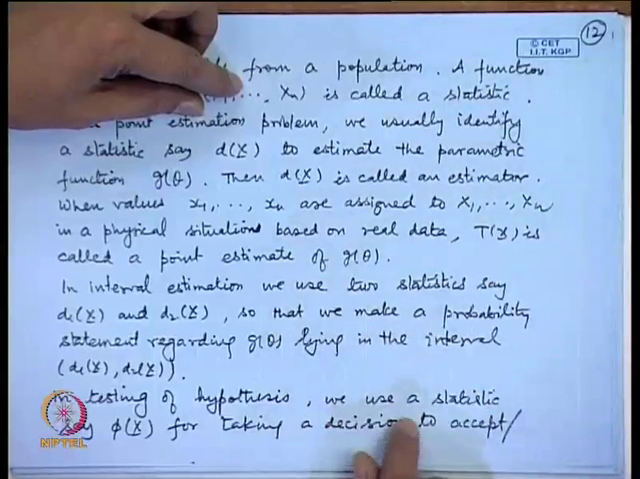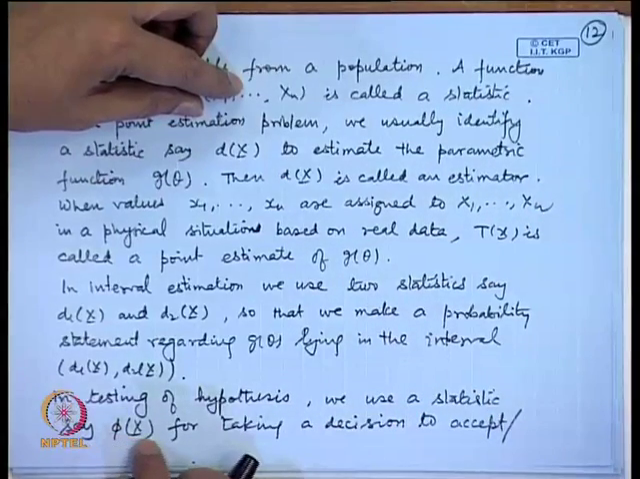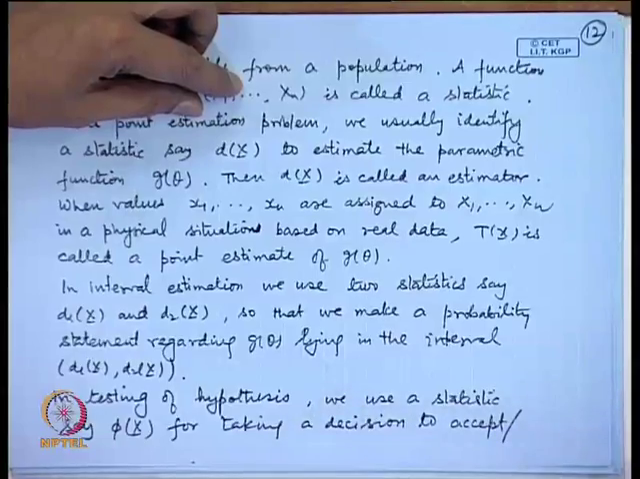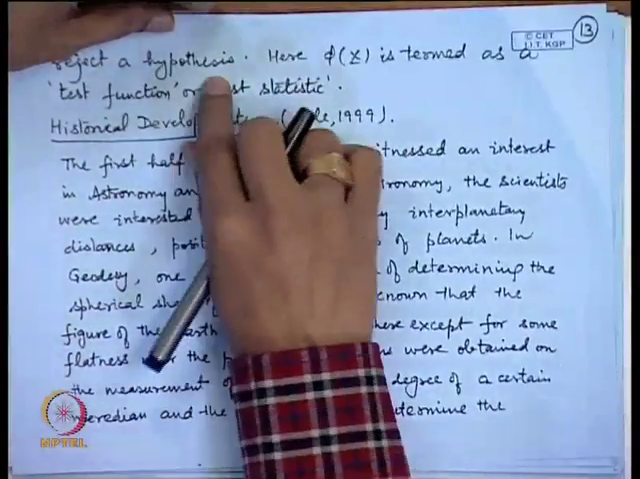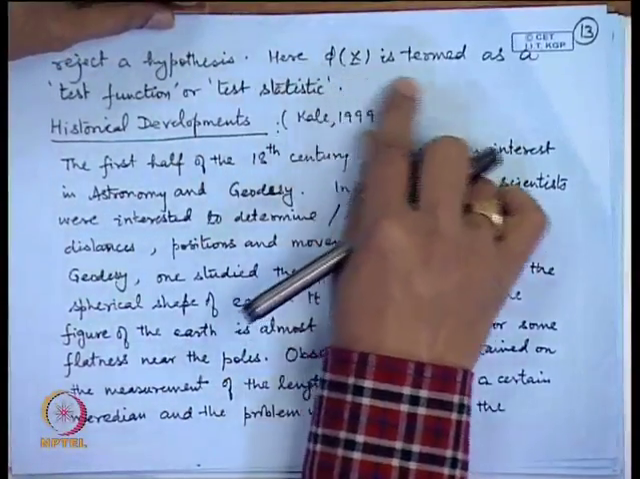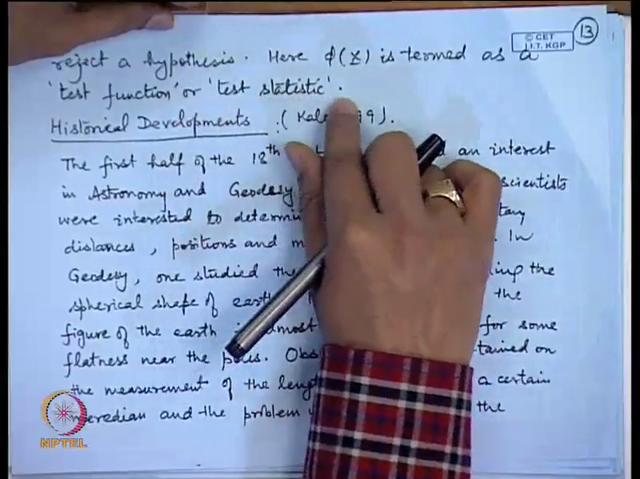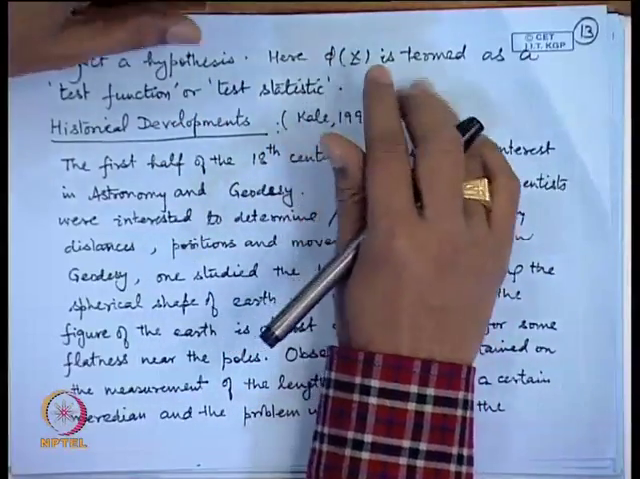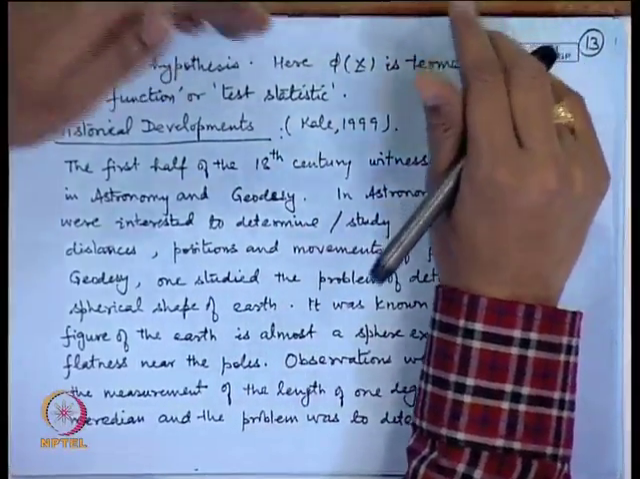In testing of hypothesis, we use a statistic, let us call it say phi x, for taking a decision to accept or reject a given hypothesis. In this case, phi x is termed as the test function or test statistic. So, these are the basic terminologies which are to be used in statistical inference.